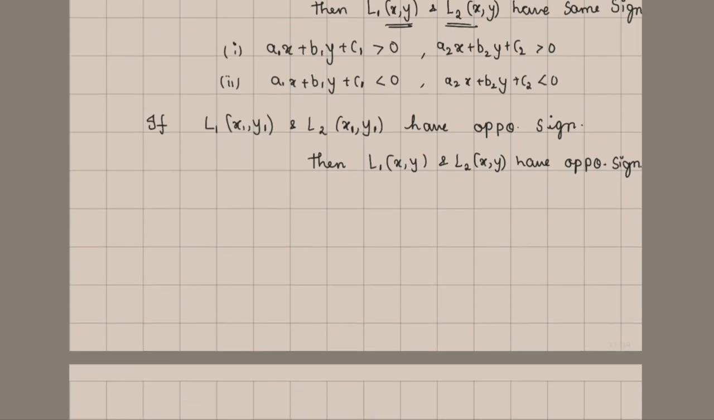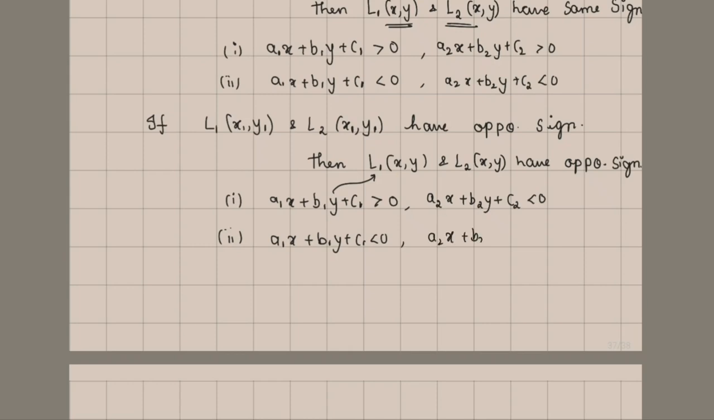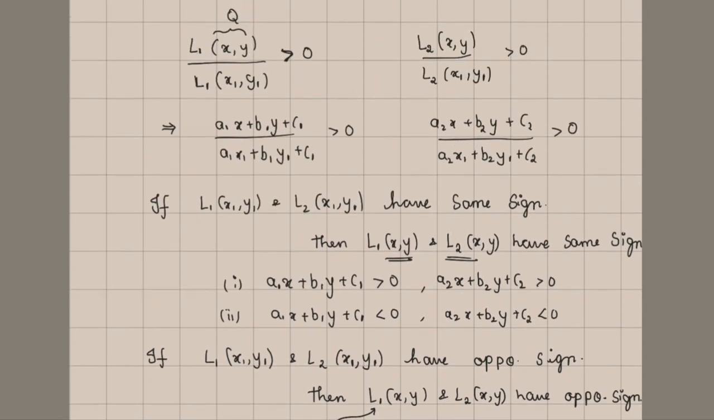That means there will be two cases. One is a1x plus b1y plus c1, which is L1 of x comma y. If it is greater than 0, then a2x plus b2y plus c2 will be less than 0. If a1x plus b1y plus c1 is less than 0, then a2x plus b2y plus c2 will be greater than 0. Okay, we have seen case 1.